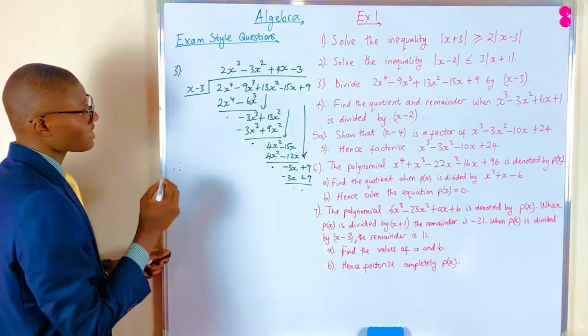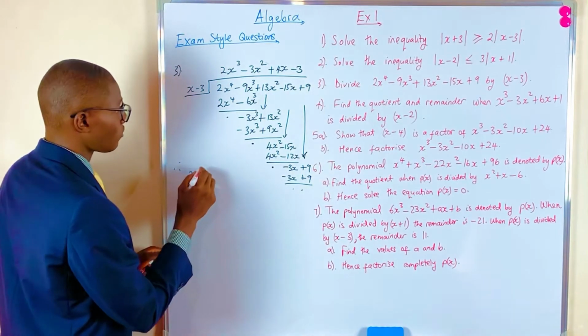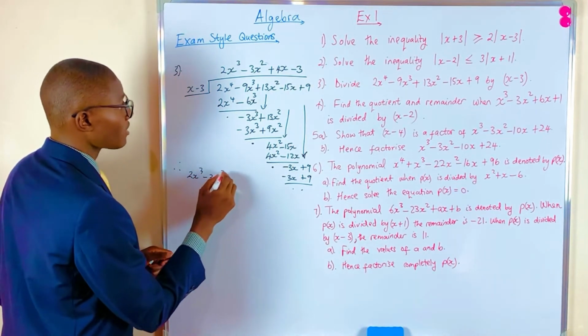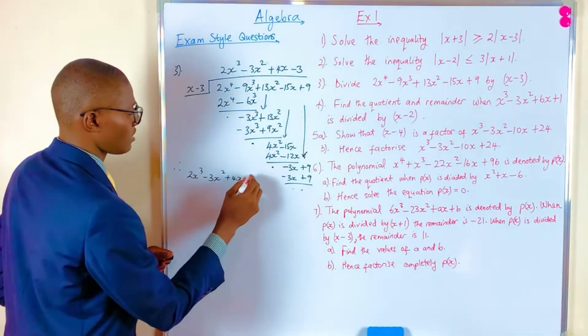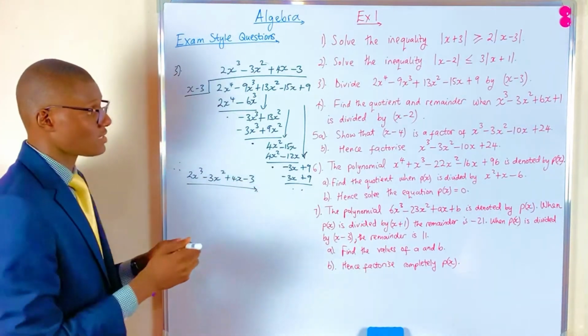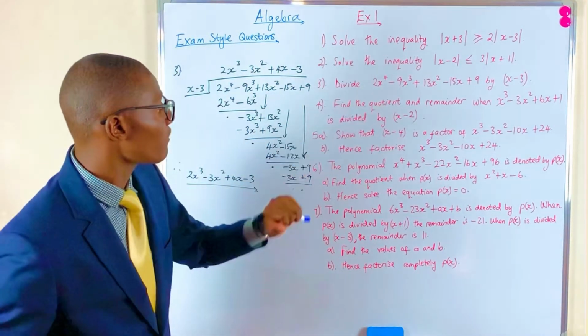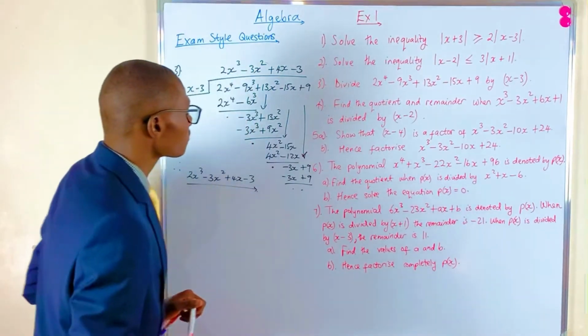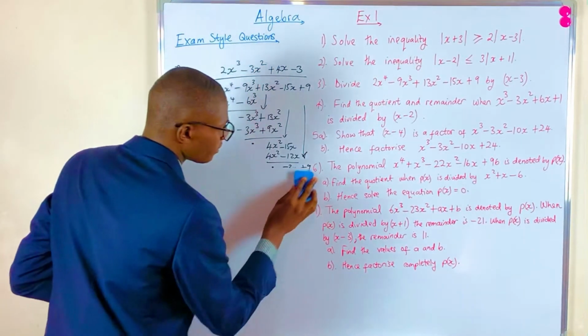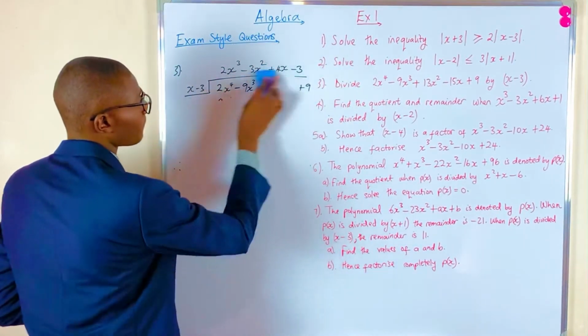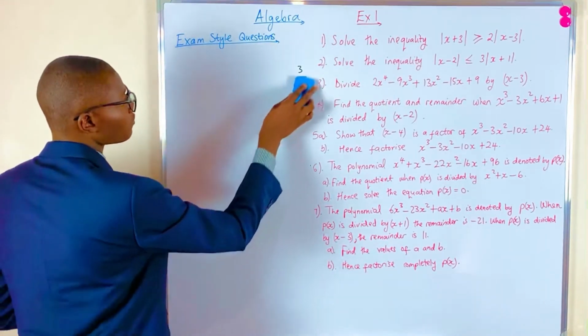So therefore the answer that we need is 2x to the power of 3 minus 3x squared plus 4x minus 3. This is the answer that we get after we carry out the division. Now let's move on to number 4. Allow me to erase this part here. So now moving on to number 4.